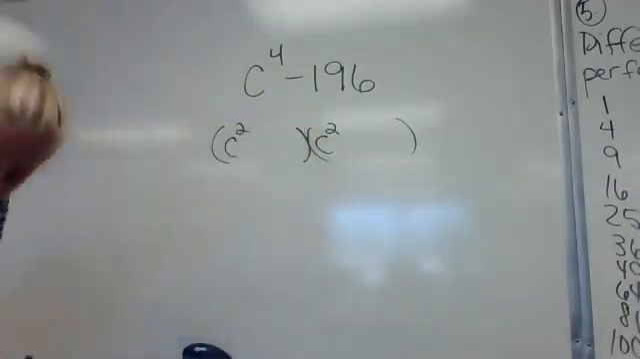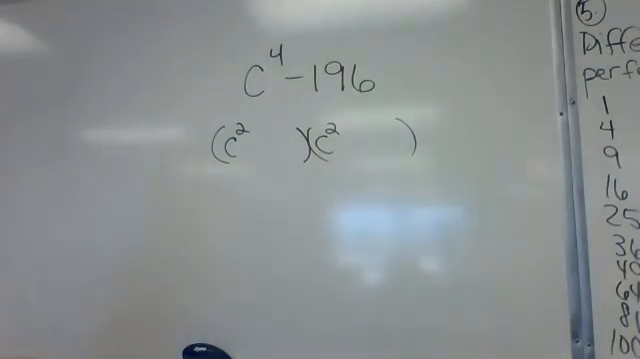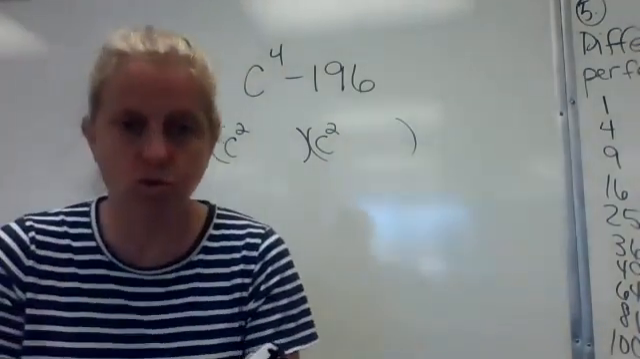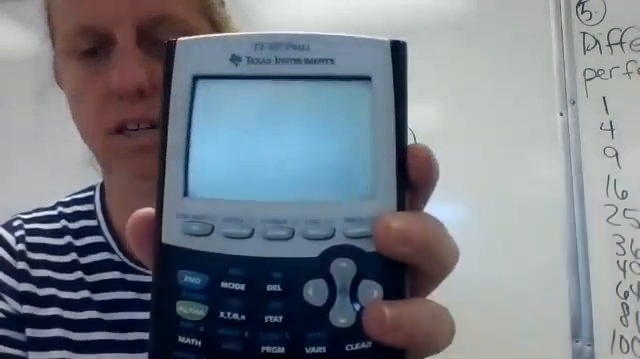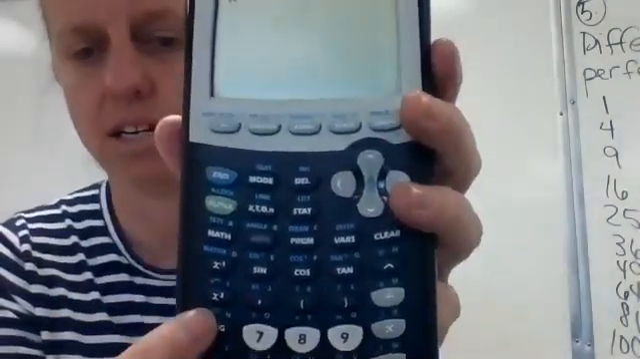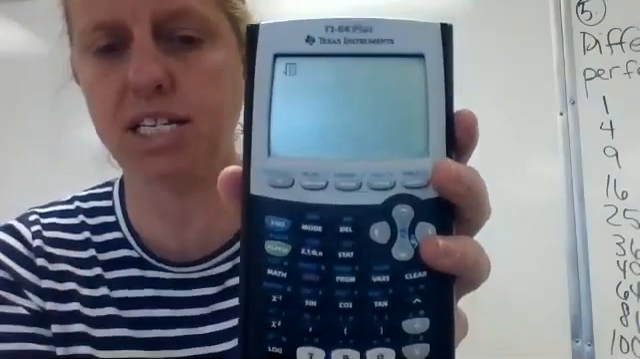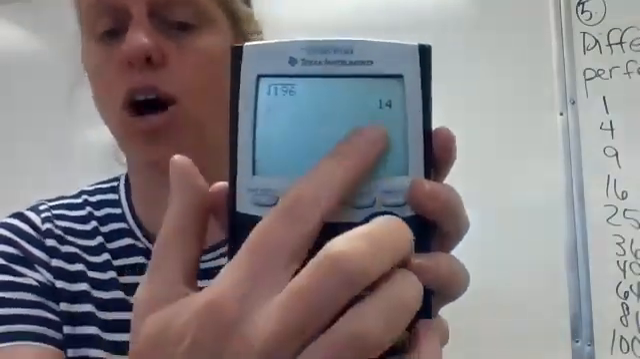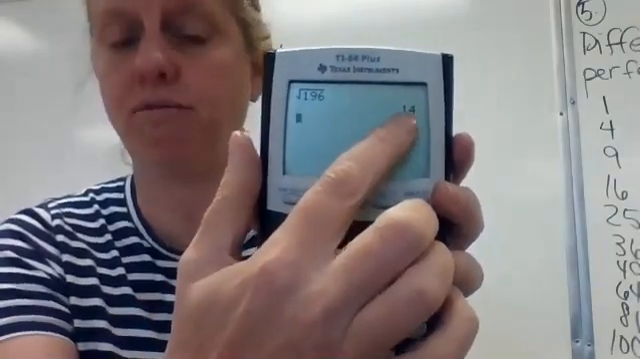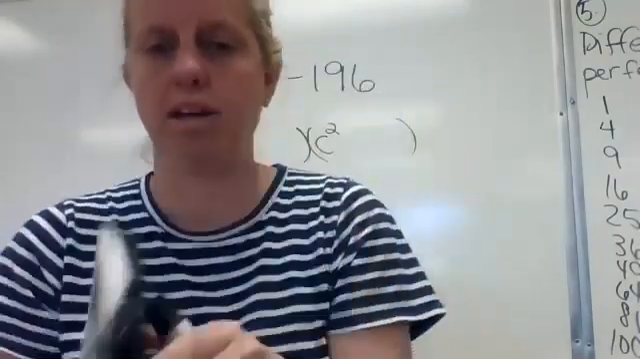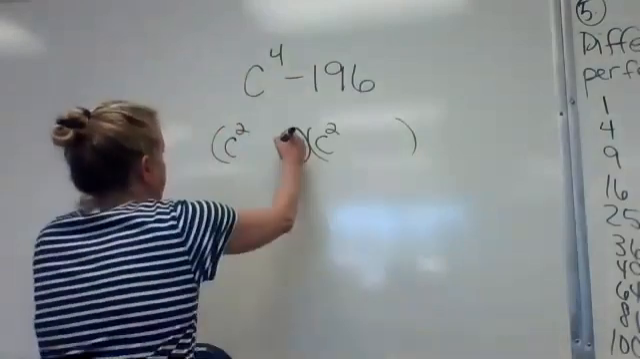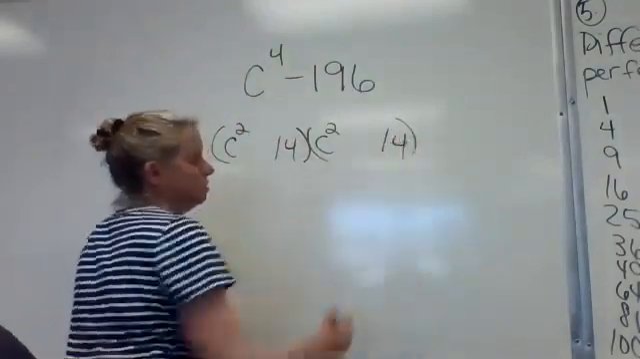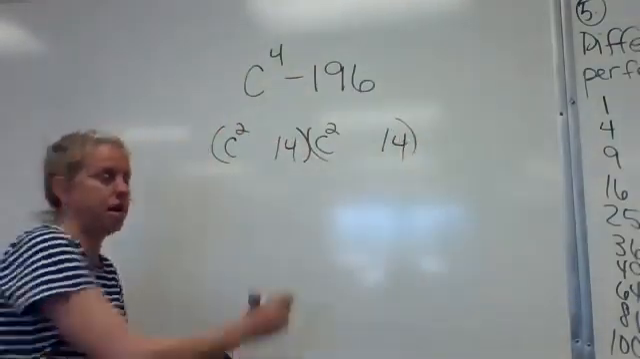I'm not sure about 196. How do I check it? Do the square root of it. So second square root, put your 196 in there. If it gives you a whole number, that's the number you're using, 14 and 14. One plus, one minus.